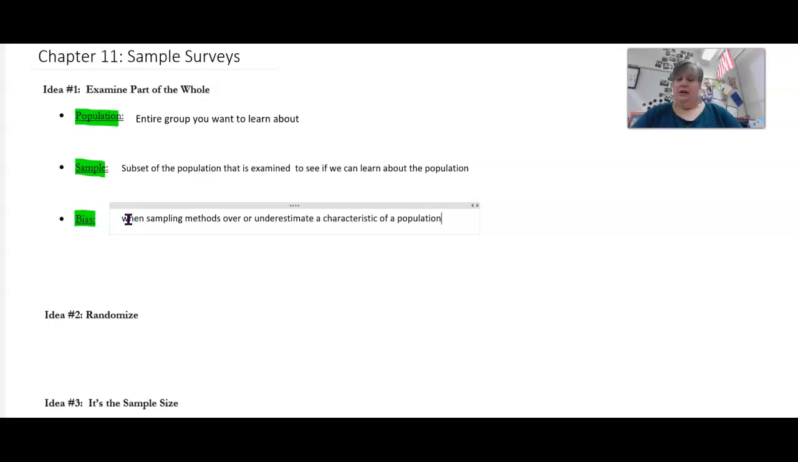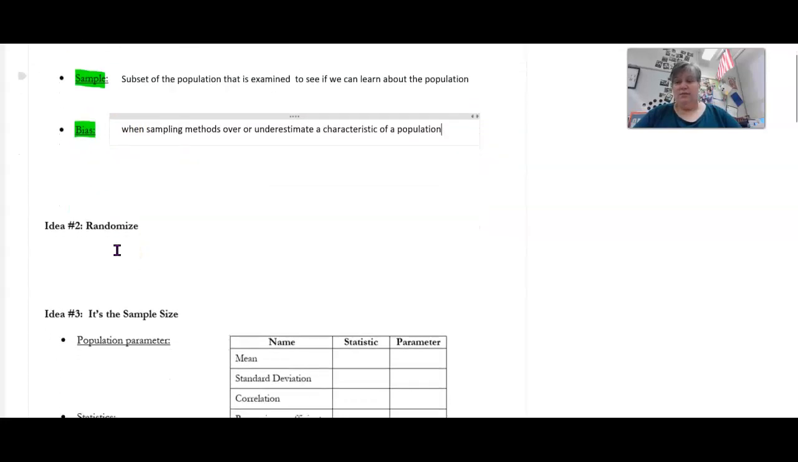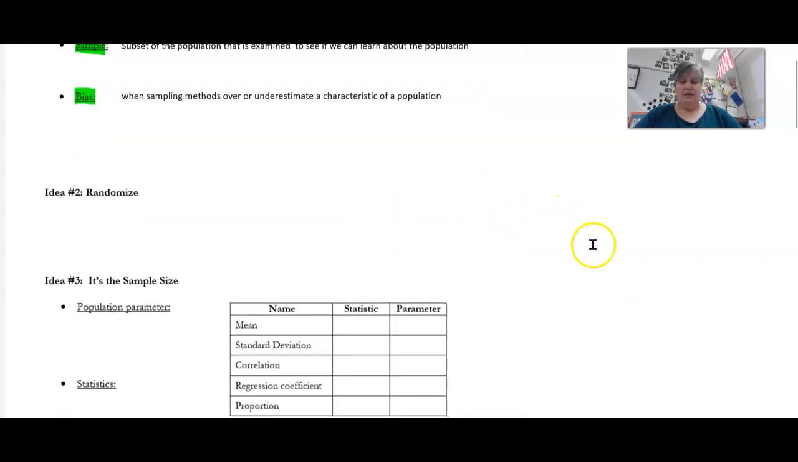All right, so the next thing is we want things to be random. We want to have a randomized survey. Randomizing things protects from any influences and reduces bias. So it's really important that we take samples at random, and there are a lot of different ways that we could do that.